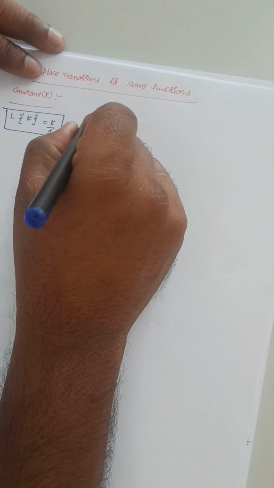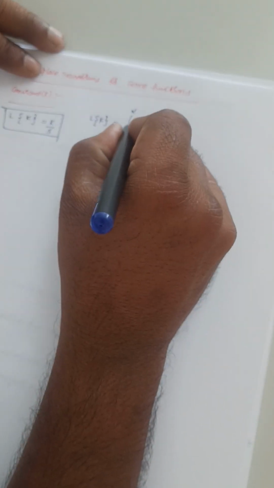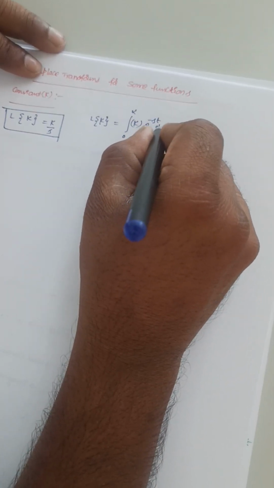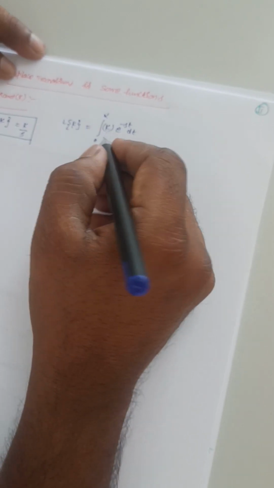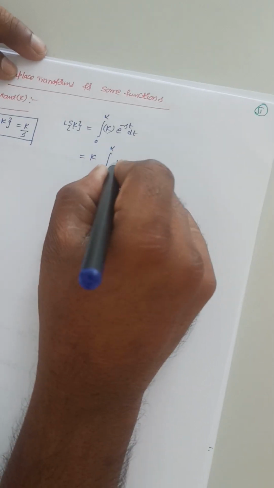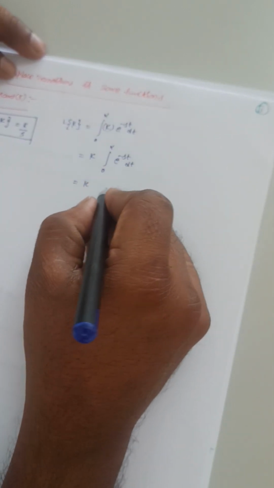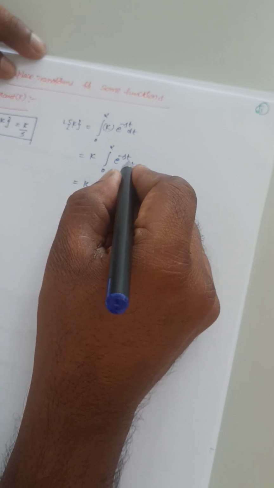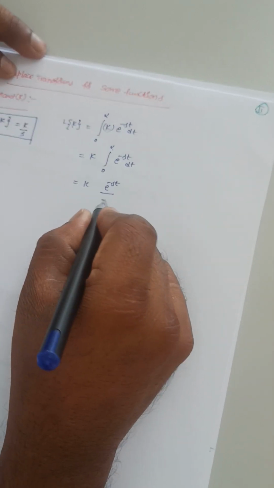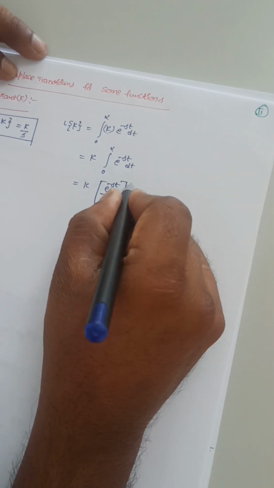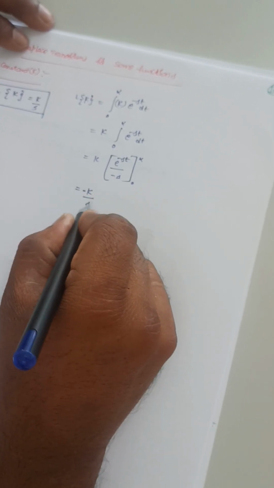And the proof for it: Laplace transform of k is equal to integral 0 to infinity k into e power minus st dt. So k is constant, it is not a function of time, I can take it out from this integration. So k into integral 0 to infinity e power minus st dt. If I integrate e power minus ax, it is e power minus ax divided by minus a. So e power minus st divided by minus s, and the limits are from 0 to infinity. Taking this minus sign, minus k divided by s.